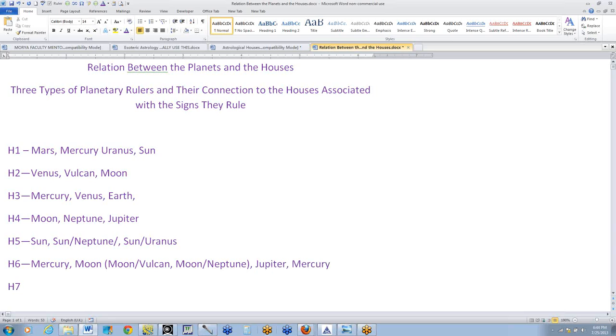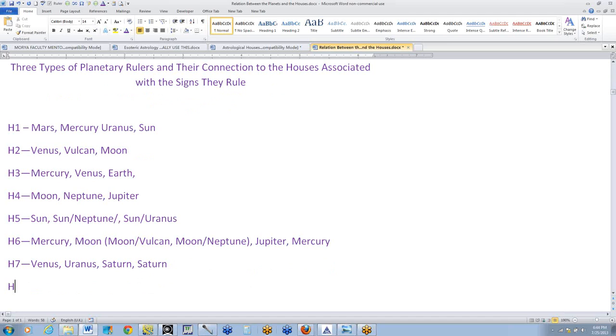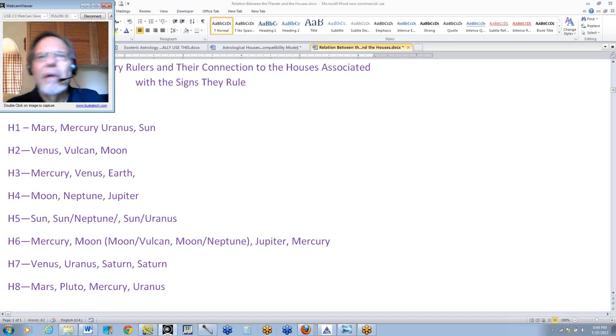With house 7 associated with Libra, we have Venus, we have Uranus, Saturn, and Saturn again for the exalted planet. With house 8, we have Mars, Pluto, Mercury, and Uranus as the exalted planet. See, my objective here is to see whether the qualities of the planets and their rays tell us anything about the kinds of activities that we will find in the house.